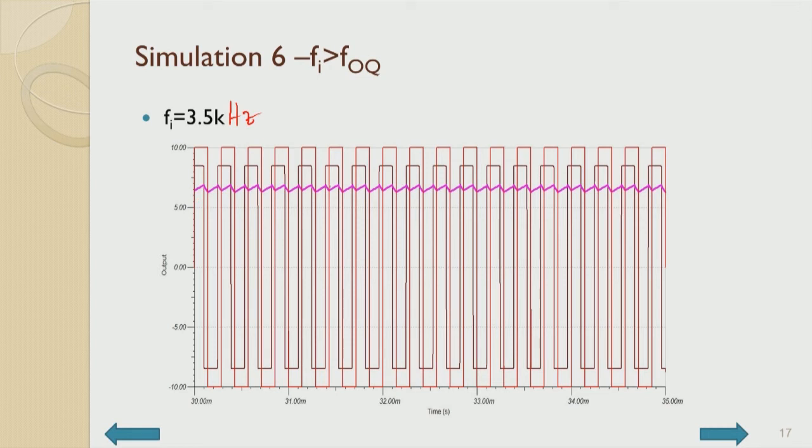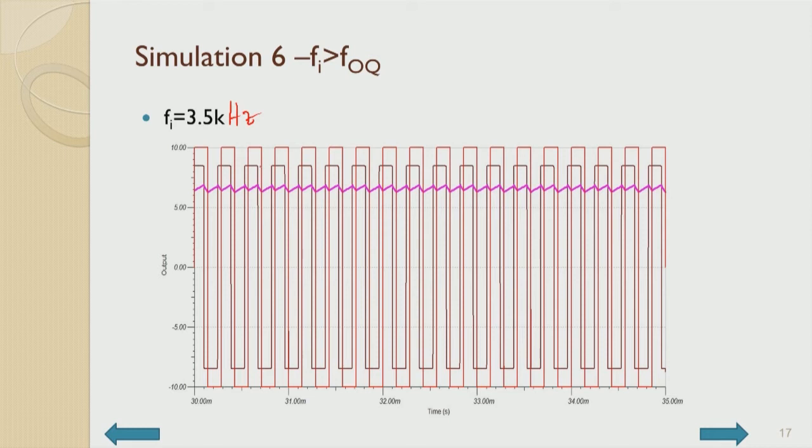Again, this is double the frequency riding over the average, which is close to 7.5 volts, and you can find out the frequency of oscillation, which is close to the incoming frequency of 3.5 kilohertz. Exactly, it is in synchronization with the incoming frequency now. Locking is taking place. What has happened to the phase shift? Now it is coming to be in phase.